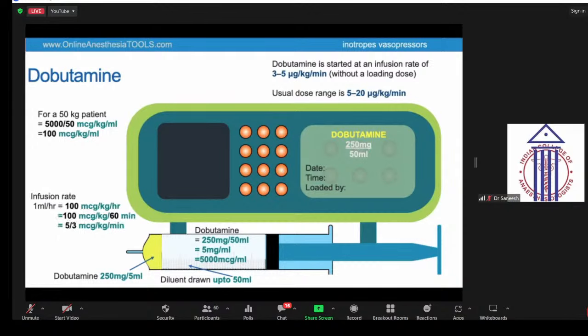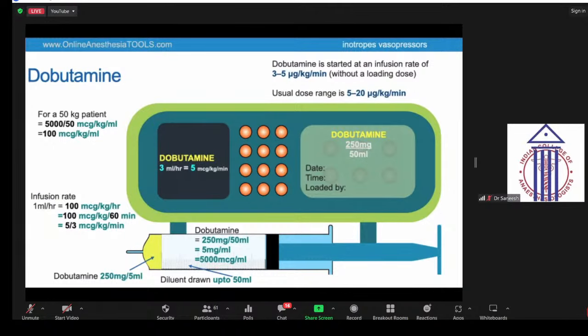Suppose you run the infusion rate at 1 ml per hour. 1 ml is 100 micrograms per kg, we know, per hour. So 1 hour is 60 minutes. So now it comes down to 5 by 3 micrograms per kg per minute, which can also be written as 3 ml per hour equals 5 micrograms per kilogram per minute.